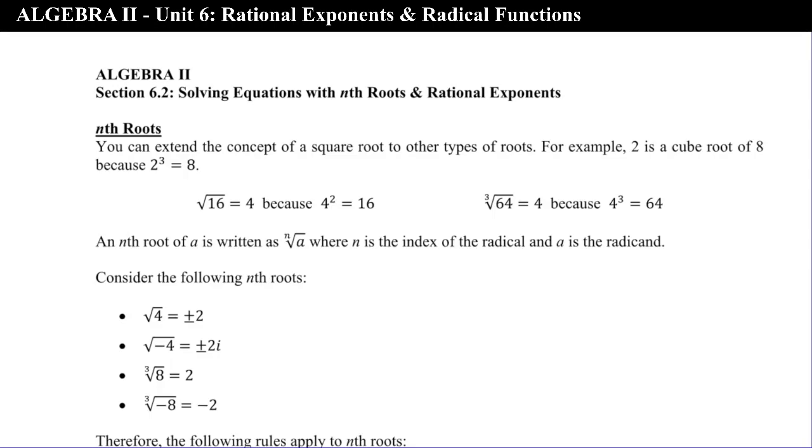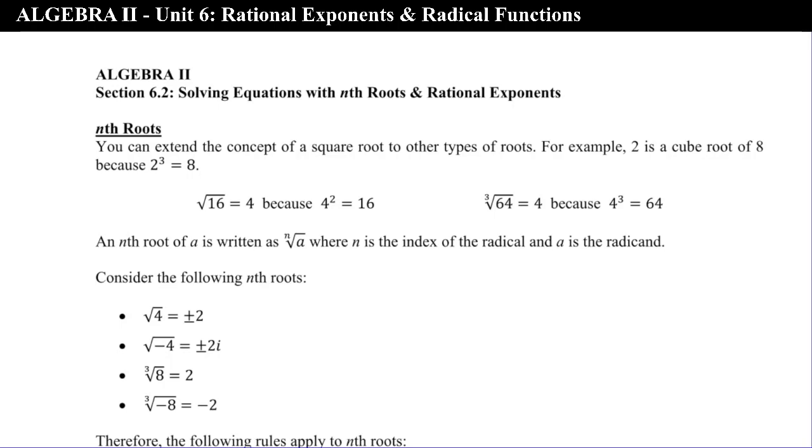Hello and welcome to the Unit 6 Section 2 video on solving equations with nth roots and rational exponents. In the last section we got a little bit of an introduction to radical equations, that is equations that have a square root or a cube root. Here we're going to extend beyond that and go to nth roots, which just means we're talking about fourth roots, fifth roots, sixth roots, seventh roots, and so on, because they all basically behave the same way.